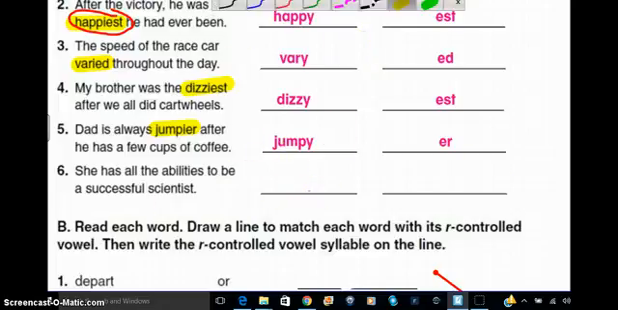She has all the abilities to be a successful scientist. What do you think? Abilities. Okay. What's your ending? ES. Base word. Ability. Okay. All right. How would you do on that?